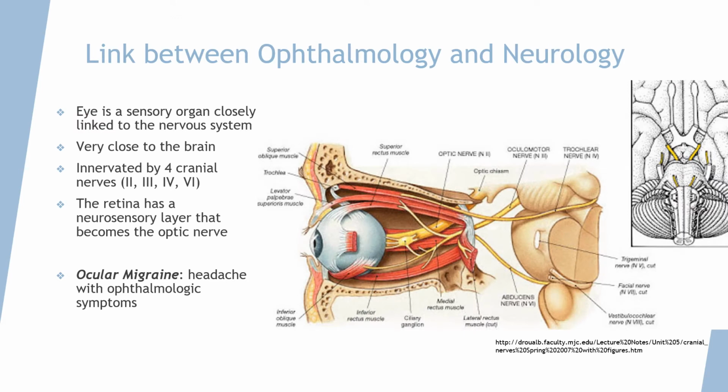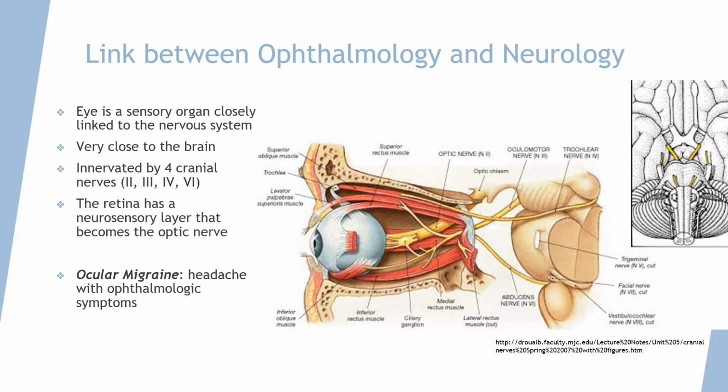Ophthalmology and neurology are quite closely linked. The eye is a sensory organ that is connected to the nervous system, and it is also physically located very closely to the brain. So, for example, if a brain is under a lot of pressure, so an elevated intracranial pressure, the eye would be directly affected as well.